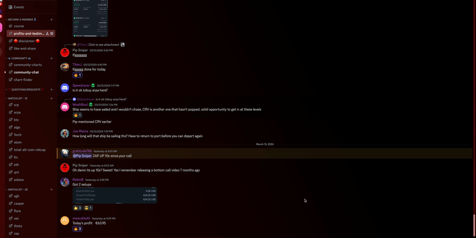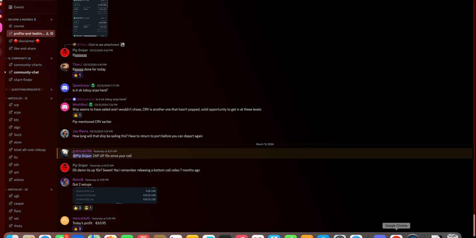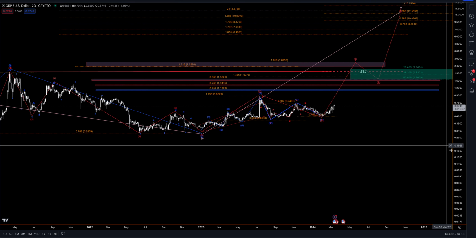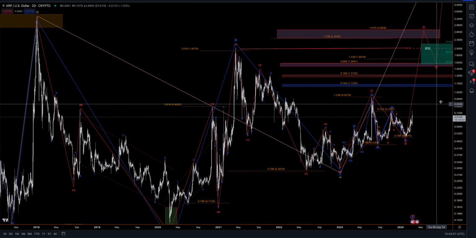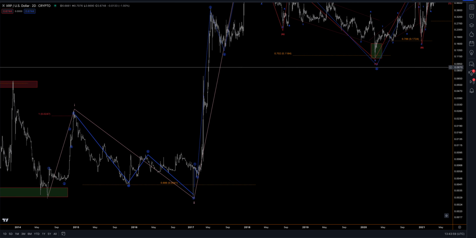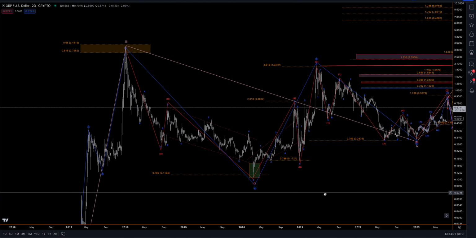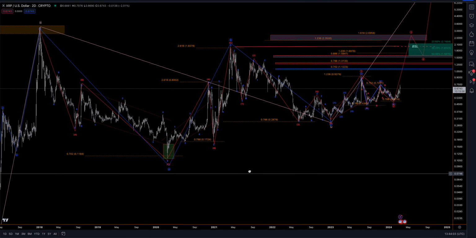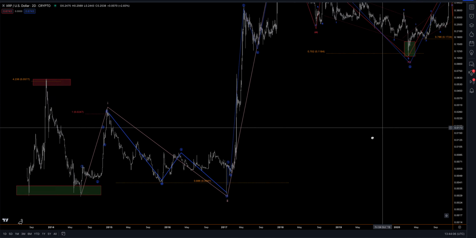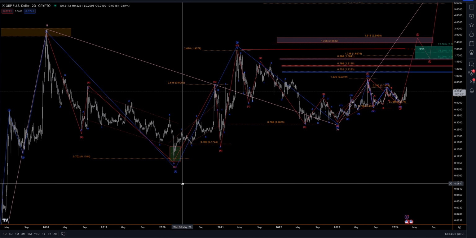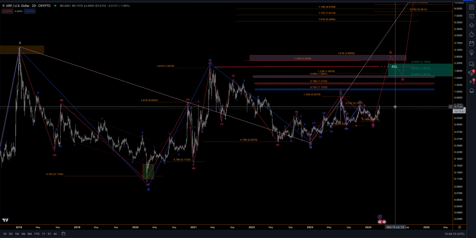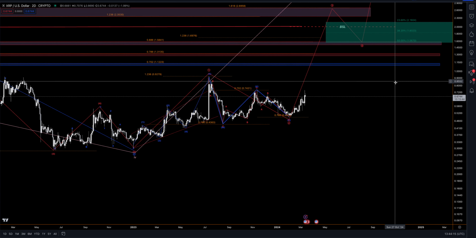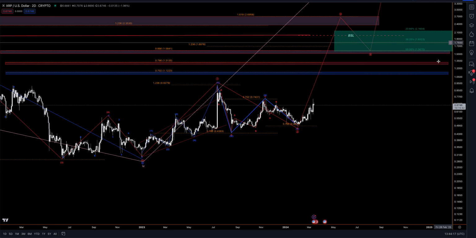Okay, so let's go back to the analysis here. Okay, so this is every single wave on XRP mapped out with all of the fib targets. You won't see any XRP analysis doing this type of analysis, and I'm glad you're here today so you guys can get a better understanding of where XRP is.